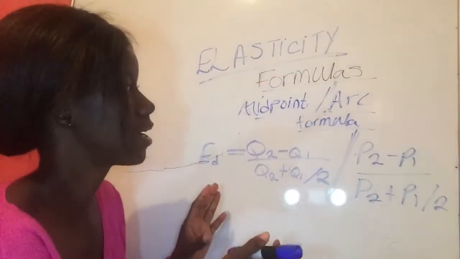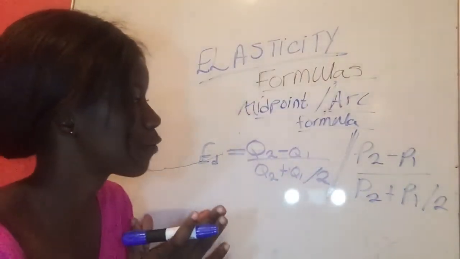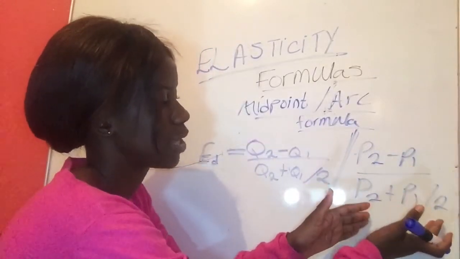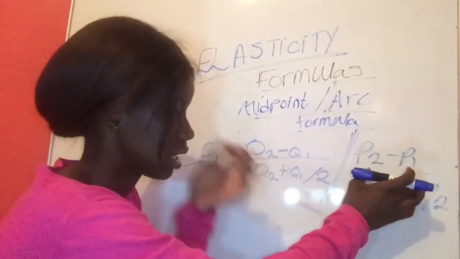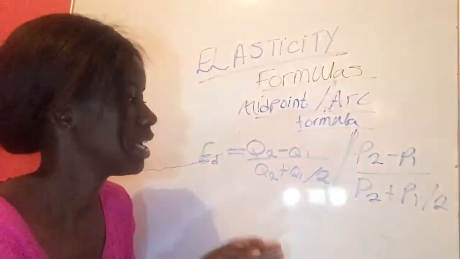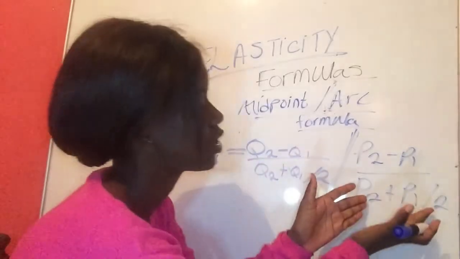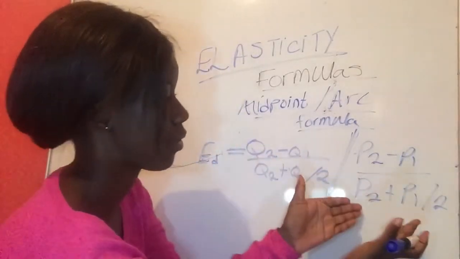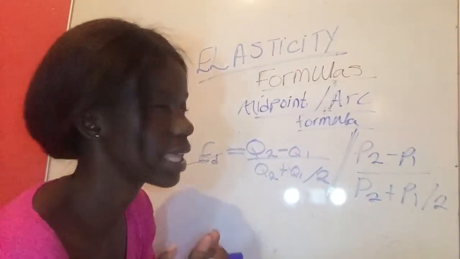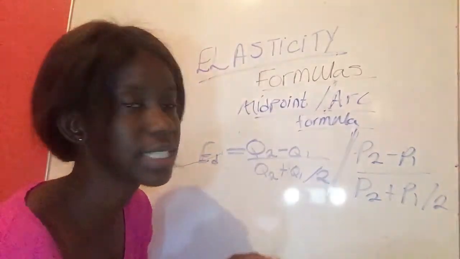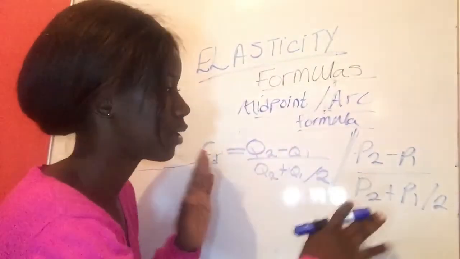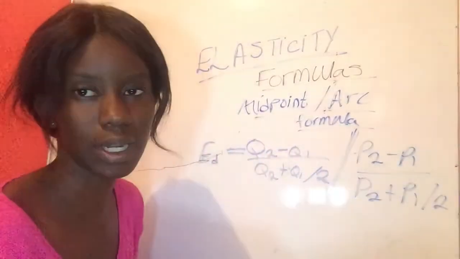This formula also applies to the other types of elasticities. If we're dealing with income elasticity, we would have income here instead of price. We just replace the price with income, but the formula remains the same. If we're dealing with cross price elasticity, this would be the quantity of good X and the price of good Y, or the quantity of good Y and the price of X. And if we're dealing with price elasticity of supply, this would be the quantity supplied, but the formula remains the same. So that's on the formula.